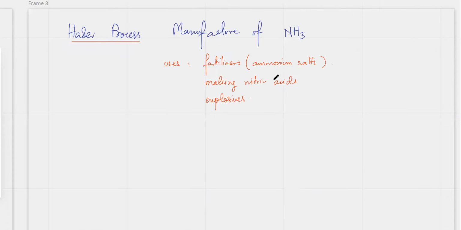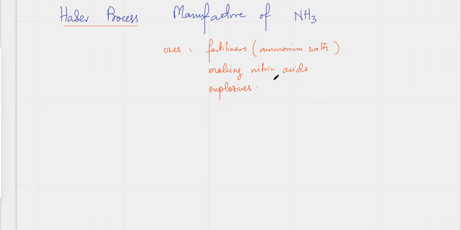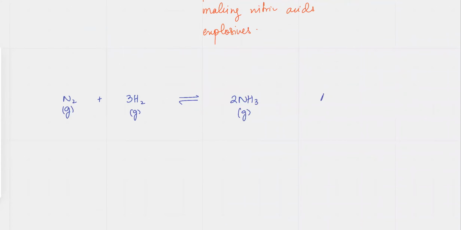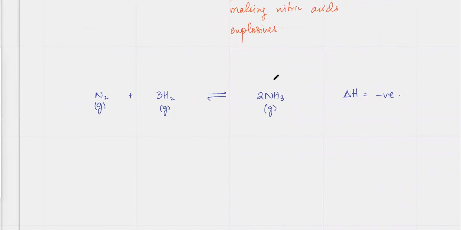So you need to know the process of manufacturing ammonia. It's a simple reaction. You've got N2 reacting with hydrogen gas, and together they produce ammonia gas. That's it. That's the whole reaction. The enthalpy change of this reaction is negative, which basically indicates that the forward reaction is exothermic.